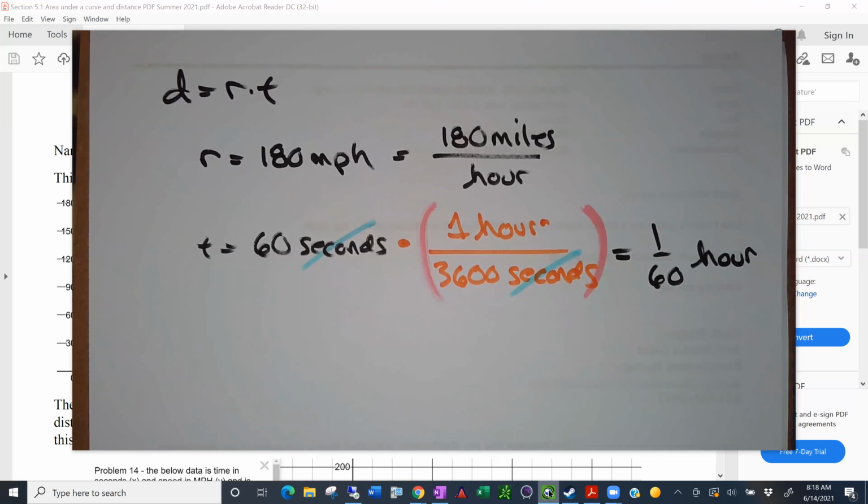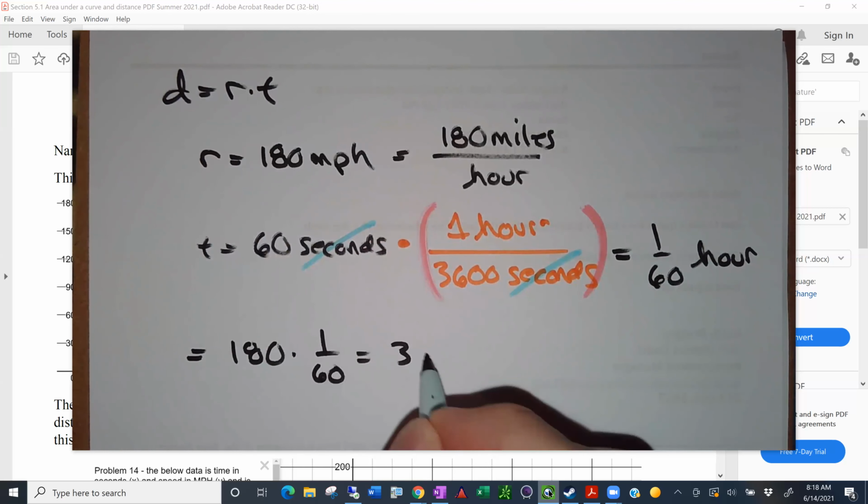1 minute is 1/60th of an hour. Putting that together, distance equals rate times time, that's going to be 180 times 1/60. It's going to be 3, and the units are going to be miles.